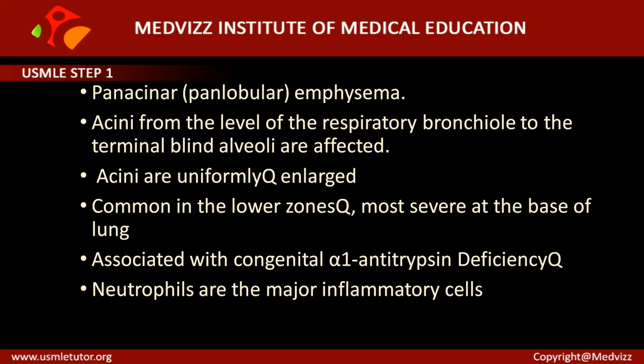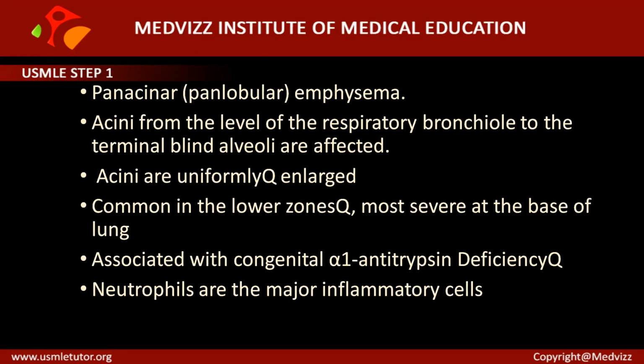Not just the respiratory bronchiole which is involved, right, as in the previous case. But here, acini from the level of the respiratory bronchiole, alveolar duct, alveoli, till the blind end of the alveoli are affected. That is the reason the entire acinus is involved in this type of emphysema. Whenever the entire acinus is involved, alveoli undergo enlargement, and acini are uniformly enlarged because it is a pan-acinar type, and it is more commonly seen in the lower zones and most severe at the base of the lung.